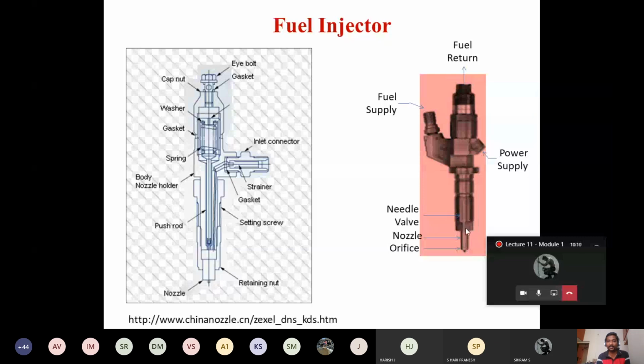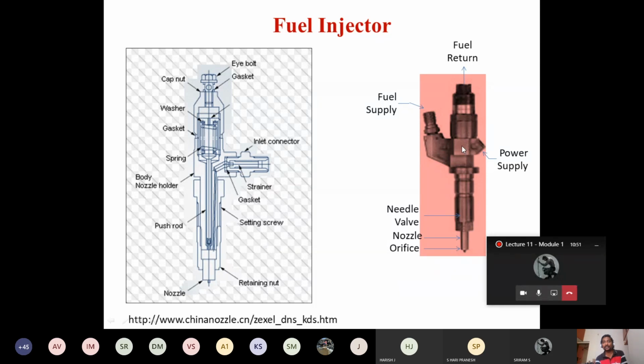And the opening and closing of this orifice is done by a needle valve. Right here you will find the needle valve, and as the needle valve moves up, we say that the injector is open. Right, the orifice is open. Thereby the high pressure fuel from the high pressure fuel injection pump, which you have studied in the fuel supply system, will enter through this. This is the fuel supply line, and through this it enters. And here you will find a passage for the fuel to pass through. As the fuel passes through, and when the needle valve moves up, the orifice will open and the fuel spray will be there.